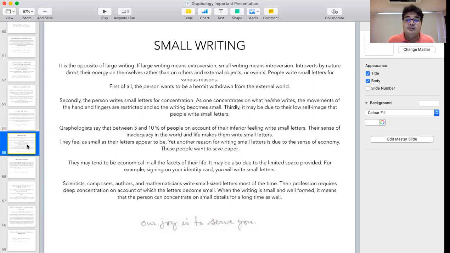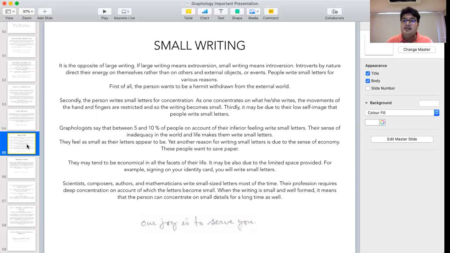Thirdly, it may be due to their low self image that people write small letters. So if you want to increase your morale, increase your self esteem, increase your self image, boost yourself a little bit, increase the size of your writing. Graphologists say that between 5 and 10% of people, on account of their inferior feeling, write small letters.